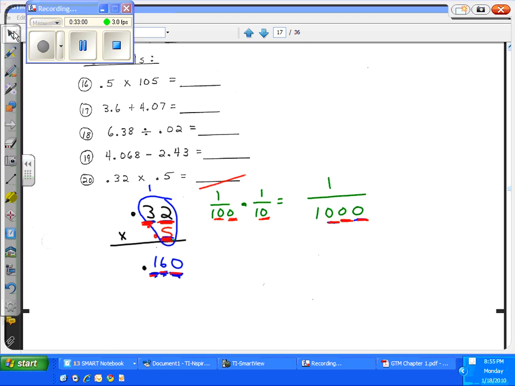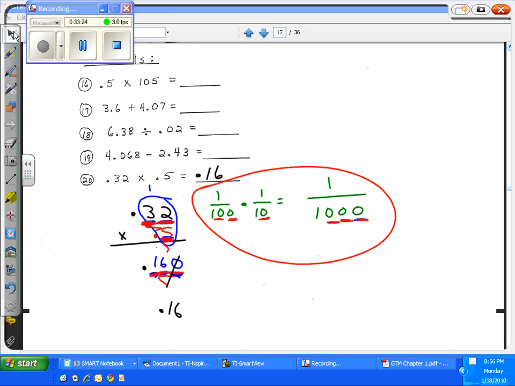I think occasionally we should take the time to think tenths times hundredths is thousandths, 0.160, which we know we could drop the 0 and just put 0.16. Any questions on number 20?